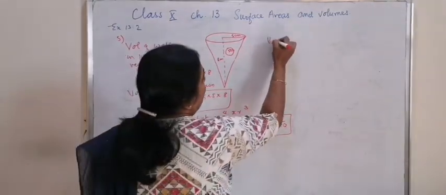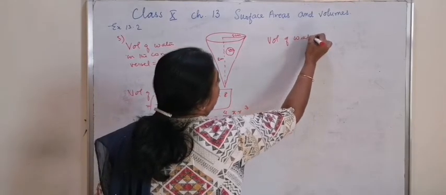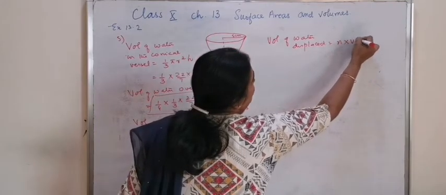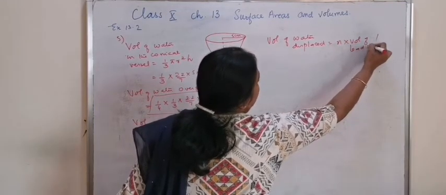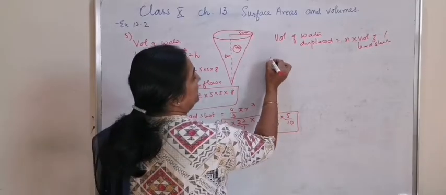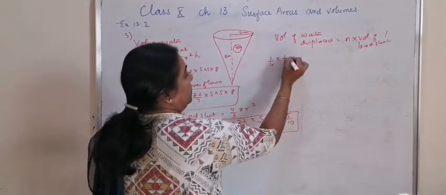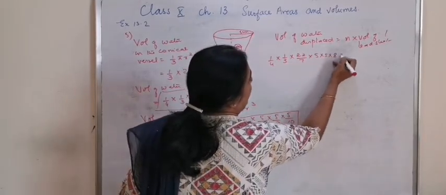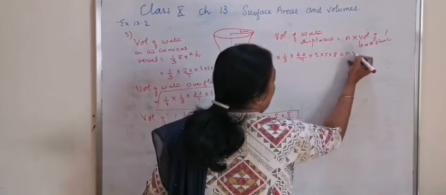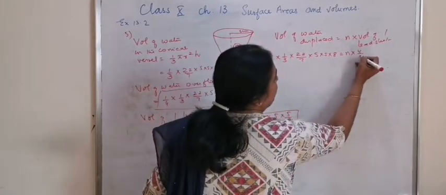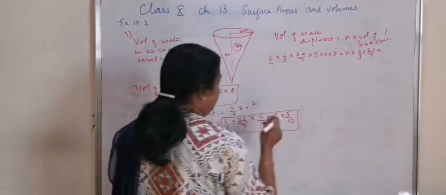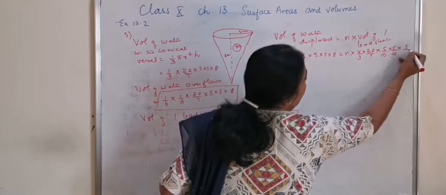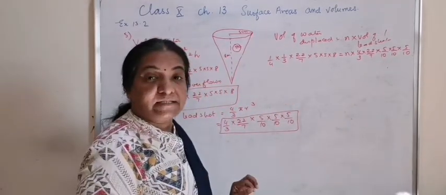So, volume of water displaced is equal to N into volume of one lead shot. 1/4 into 1/3, 22/7, 5 into 5 into 8 is equal to N into 4/3, 22/7, 5/10 into 5/10 into 5/10. See how the calculations can be made simple.